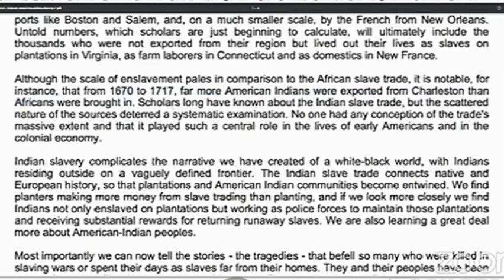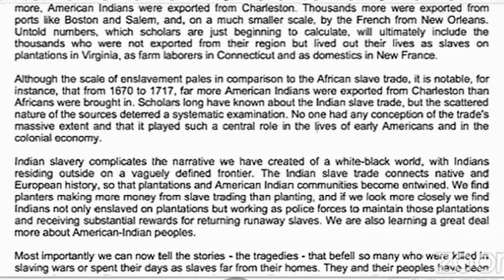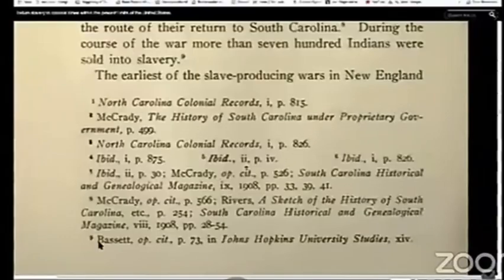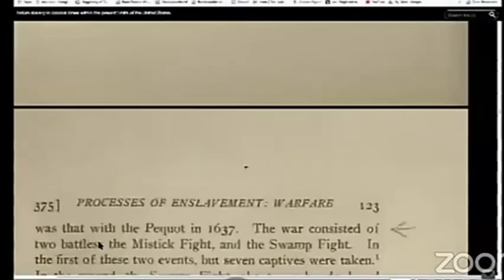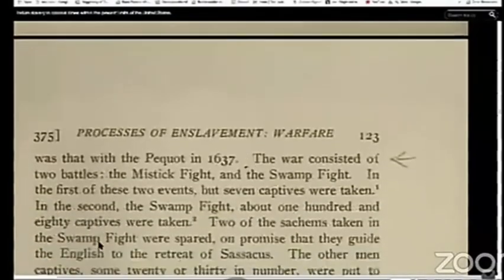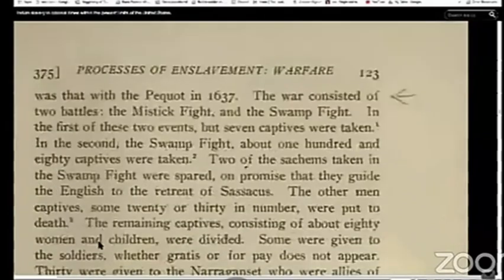Scholars long have known about the Indian slave trade, but the scattered nature of the sources deterred a systematic examination. No one had any conception of the trade's massive extent, and that it played such a central role in the lives of early Americans and in the colonial economy. The earliest of the slave-producing wars in New England was that with the Pequot in 1637.